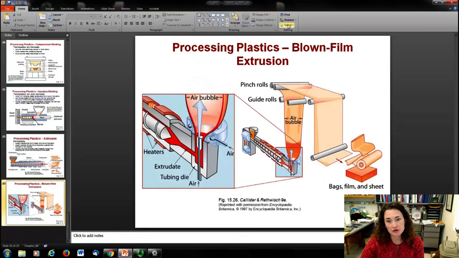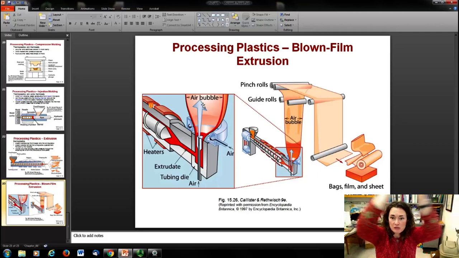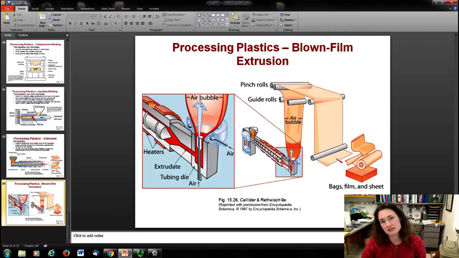There's also blown film extrusion, which is really similar to regular extrusion, except that when it comes out of the die, a strong air current is forced through, and that air causes a bubble to form, which pushes the polymer even further apart than before, and then pushes the polymer upward through some guide rolls, where it's pinched off and rolled out. This is done a lot of times with bags, films, and sheets.